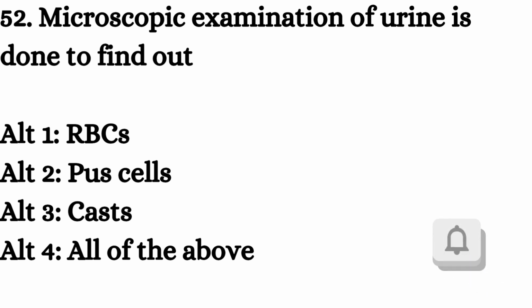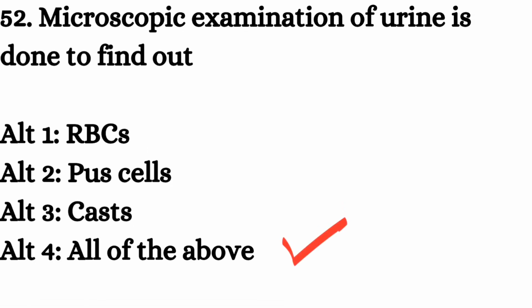Let us start. Question number 52. Microscopic examination of urine is done to find out Option 1 RBCs, Option 2 pus cells, Option 3 casts, Option 4 all of the above. The right answer is Option D, all of the above, because microscopic examination of urine can be used for finding RBCs, pus cells and casts.